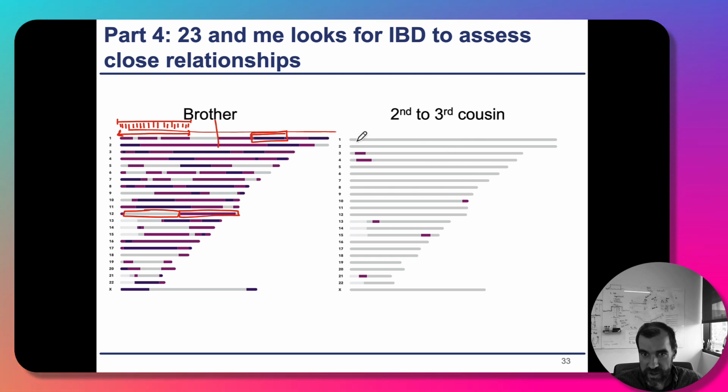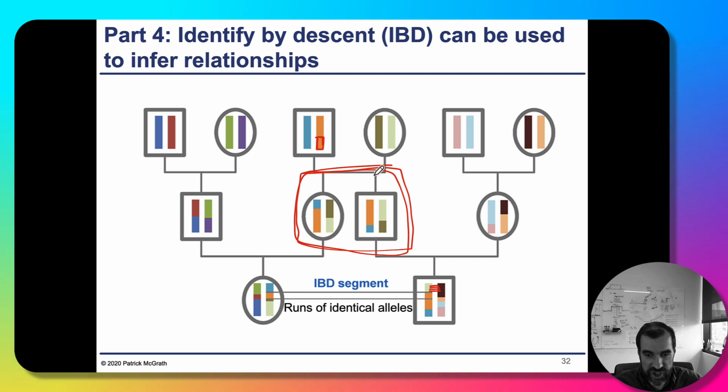And so this is an important test, for example, to determine whether this is my brother or my half brother. The reason I know that this is my full brother is because there are regions of the chromosomes where we're identical at both chromosome 1 and chromosome 2, and that's not possible for half brothers.